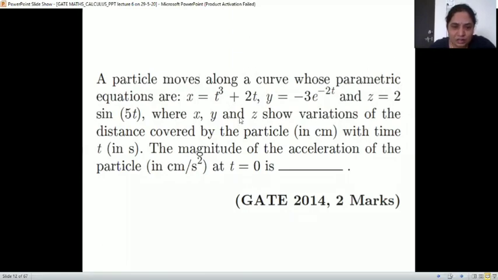You have to write R bar as x i bar, y j bar, z k bar. Then you can write the velocity vector or the acceleration vector. We can go directly for the acceleration vector, that is the double derivative of each component with respect to t, times i bar, j bar and k bar. Finally, the magnitude of the acceleration at t equals 0, you have to put t equals 0, and that value I am interested in. So tell me the answer.